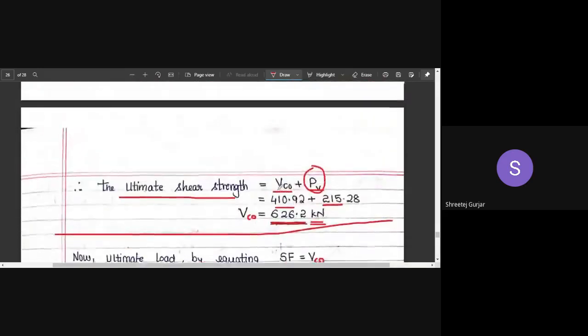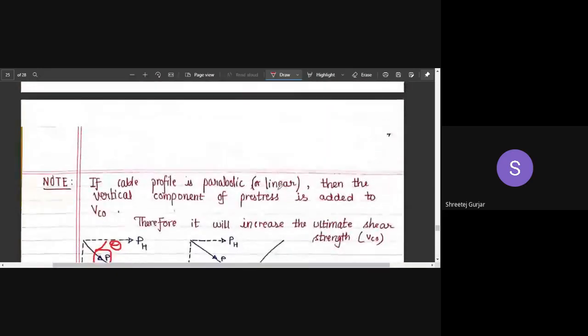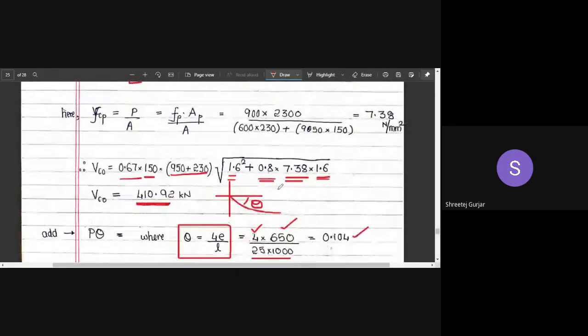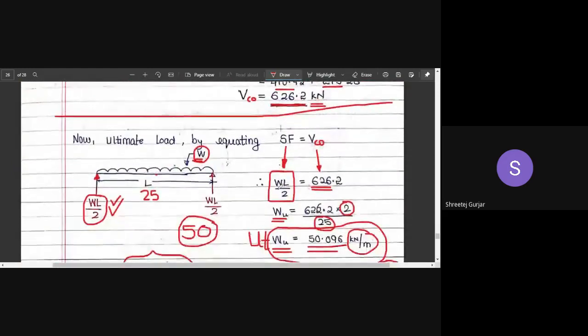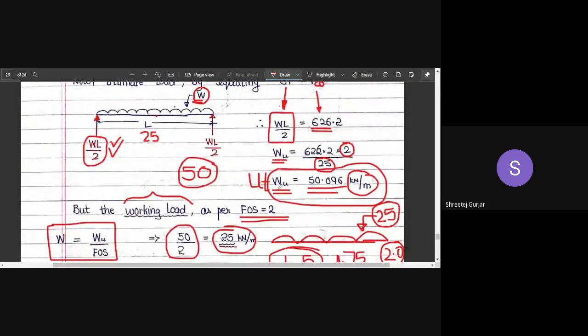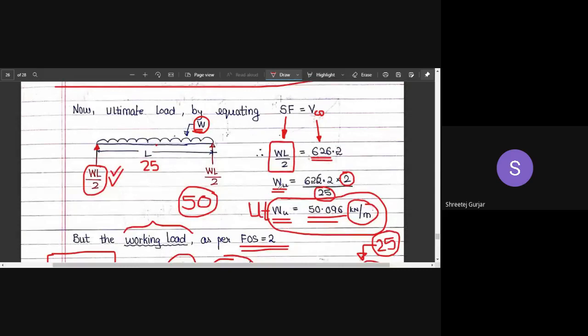So this is your first numerical which we have solved. If you have any doubt in any of the steps, please feel free to ask. Get your doubts cleared in the live session. That is why we are keeping live classes for you and not a recorded session.